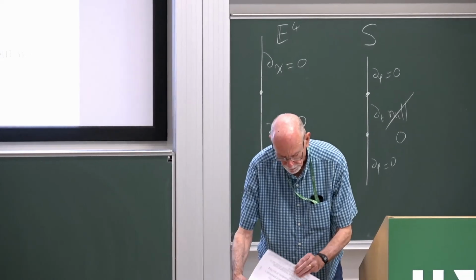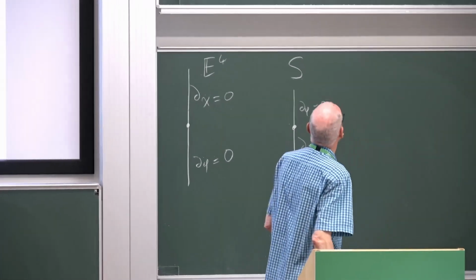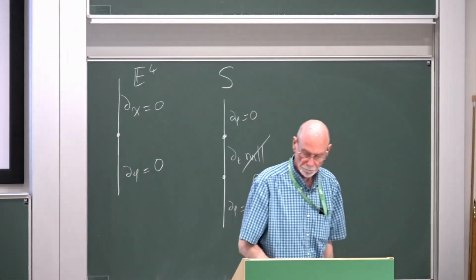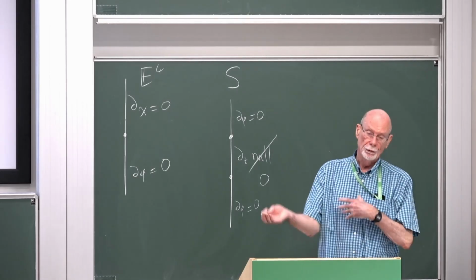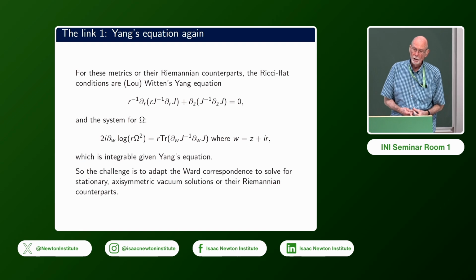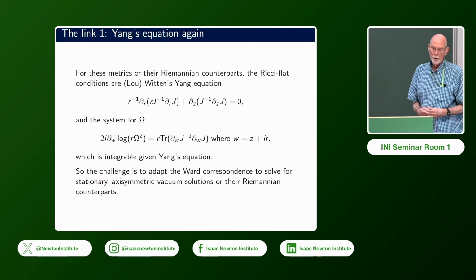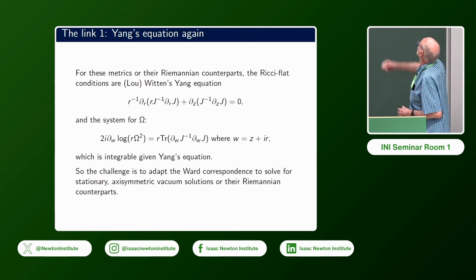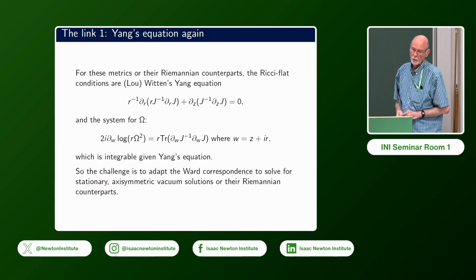Okay, right, so now I'm going to go back to the Yang equation for a bit. Let's remember the metric form up there. Now for these metrics, i.e. with the two commuting symmetries, or their Riemannian counterparts, the Ricci-flat conditions are precisely the thing that Lou Ritton got from the Yang equation. So there's the J, so we know what J we're talking about, and it's the top line, the top equation there.